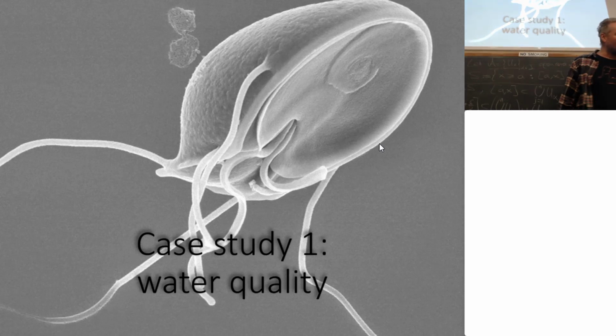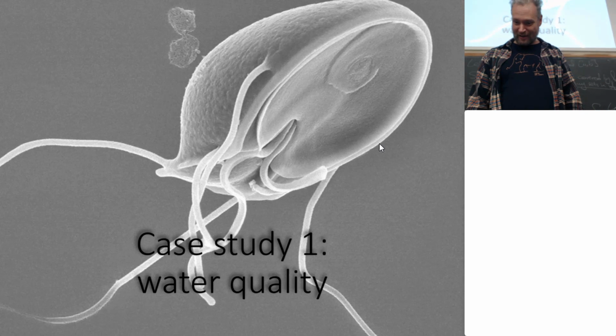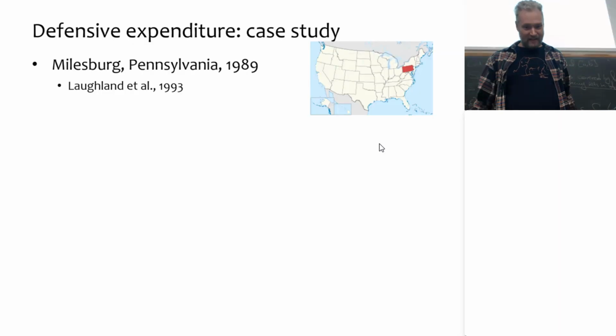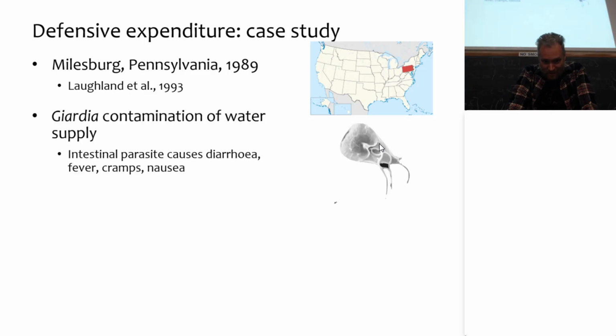So let's look at a case study. I'll go through this relatively quickly. The other two are more interesting and exciting, I think. This is a study that was done by Laughlin, I think, in 1993. It's here in Pennsylvania, in Milesburg, and it is about Giardia contamination.